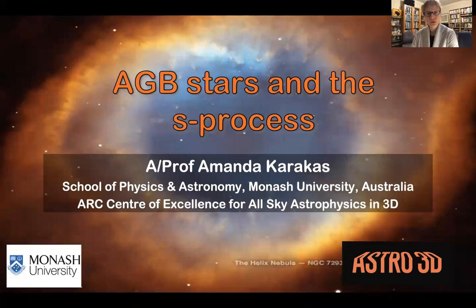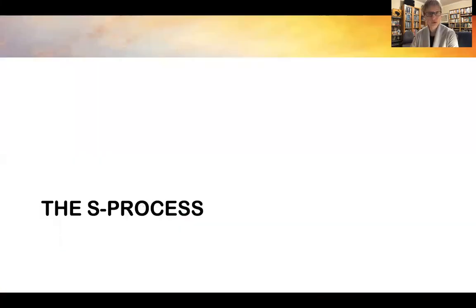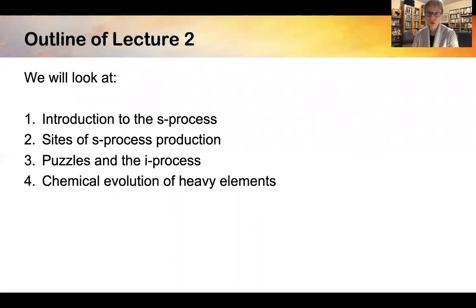Here we're going to take a step back and we're first going to introduce you to the S process, focusing on how it occurs and what sort of expectations we have about the production of elements from the S process. There we will look at sites of S process element production. The majority of our focus here will be on the theoretical models of AGB stars, but I will briefly mention the S process in massive stars.